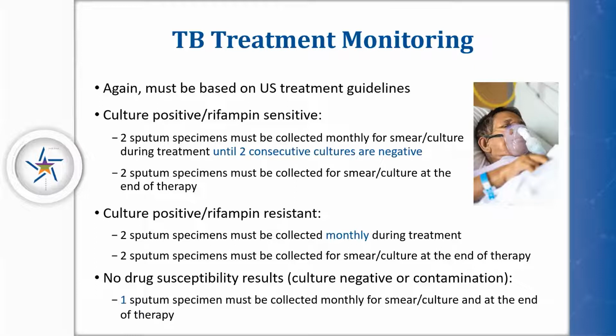So assuming that there was either culture negative or contamination, but there was a good effort to get good quality sputums in the beginning, if there were never any sputum that resulted, you still have to get 1 monthly and at the end of treatment. So for those who actually are culture positive, you will get 2 specimens and you will get them monthly. And then at the end of treatment, everybody gets a specimen sent for smear and culture.